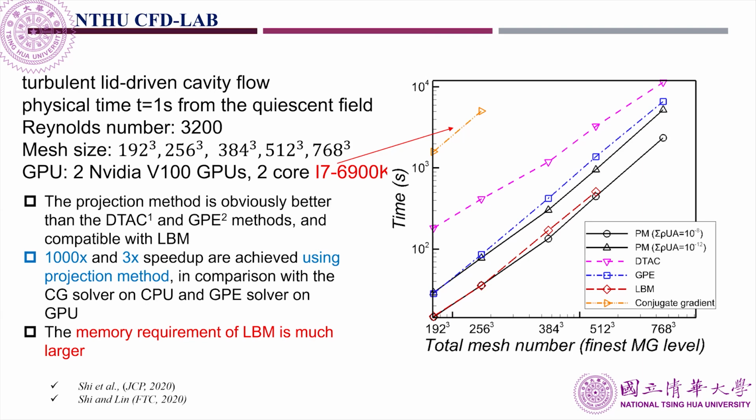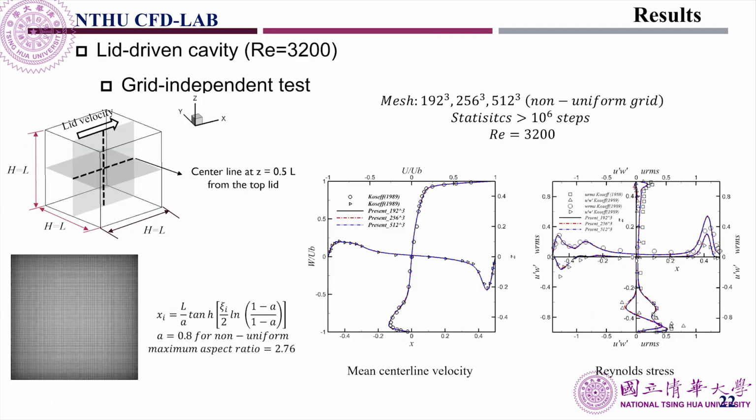Compared to this one, we can get about, per core, remember per core, 1,000 times speed up. And compared to general pressure equations, still we can get 3 times speed up. However, Lattice-Boltzmann, although it's very efficient, the memory requirement is quite big. So now, we have tested a turbulent lid-driven cavity flow.